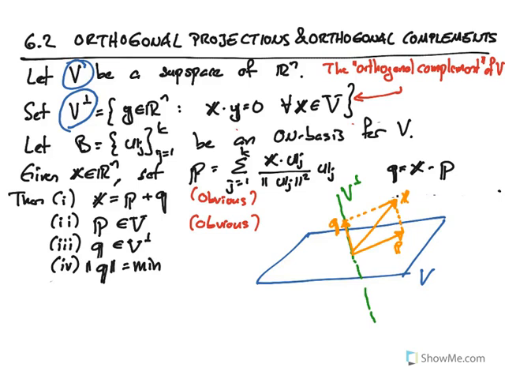So what do I mean by that? Well, this is simply the min over all vectors y in V of the norm of x minus y. Okay, so let's prove this.